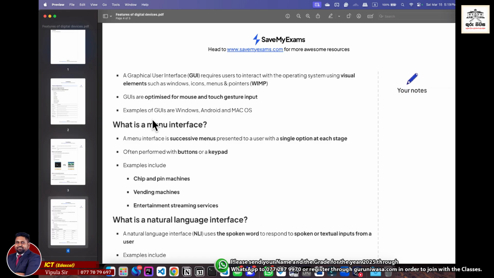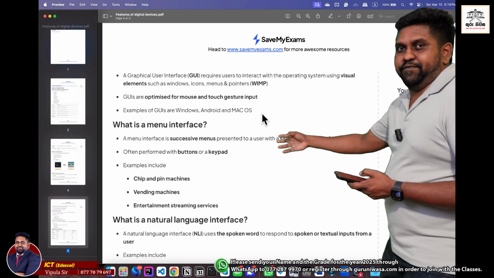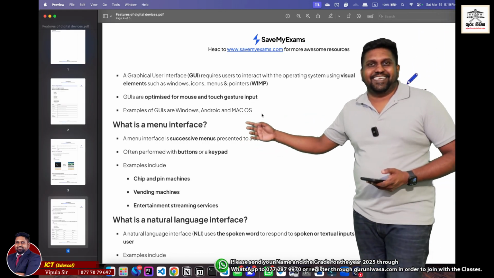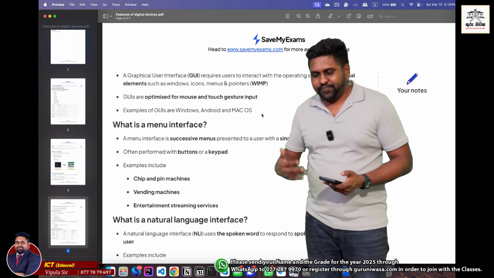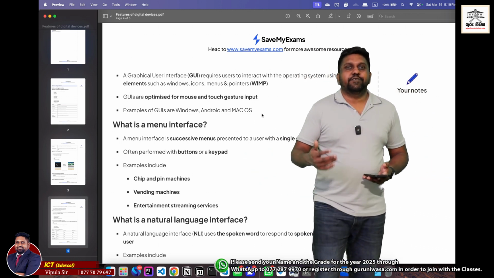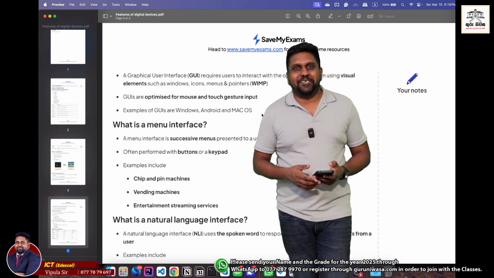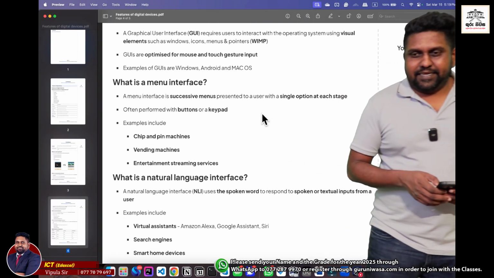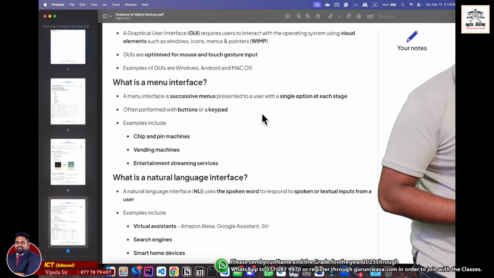An example of GUIs are basically the operating systems. We have Windows, we have Android, and we have Mac OS, right? All of these are operating systems which have specific GUIs incorporated with them. Okay, then what is the menu interface?